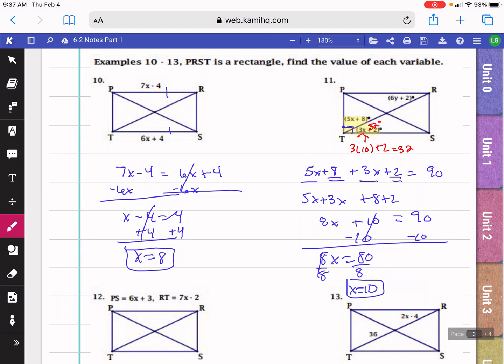If you look at the angle that has y, it's actually alternate interior to this angle down here. So since they're alternate interior, they're congruent. So 6y plus 2 is going to equal 32. And I can use that equation to solve for y.